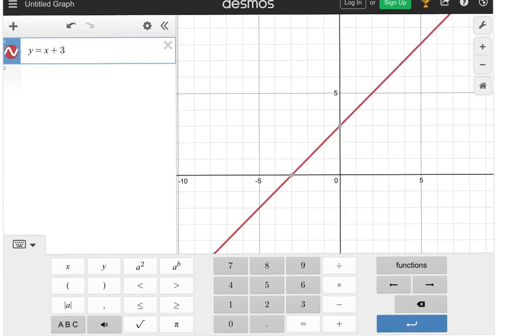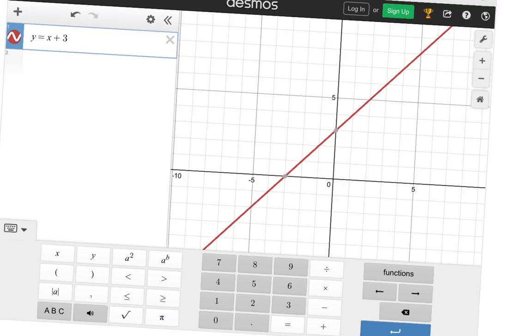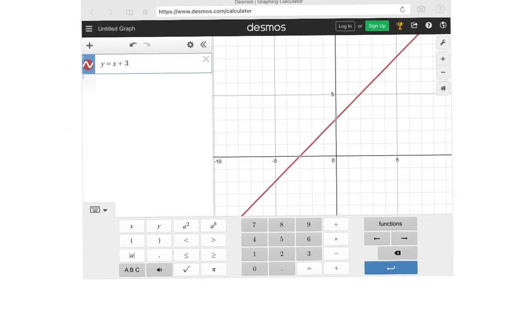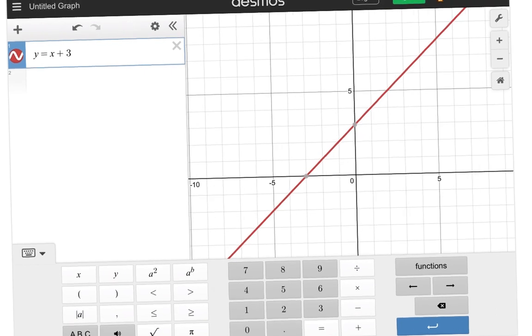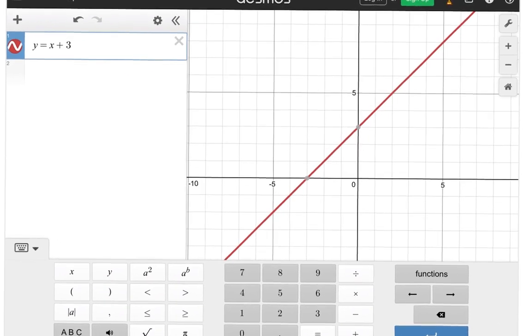So I want to show you something that's particular to Desmos, and that's how to shorten a line. This line that I've graphed, y equals x plus 3, goes on forever in both directions, and if I zoomed out, you'd see that it goes on forever in both directions. What I want to show you, though, is a way to shorten that line.